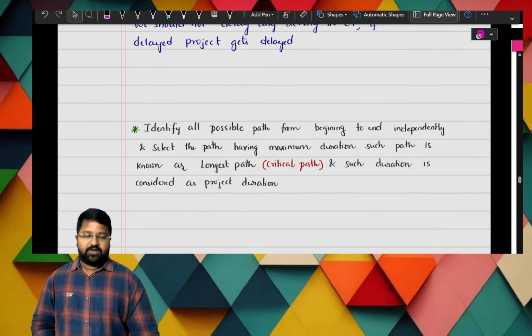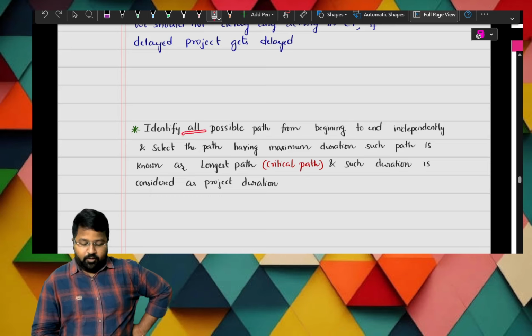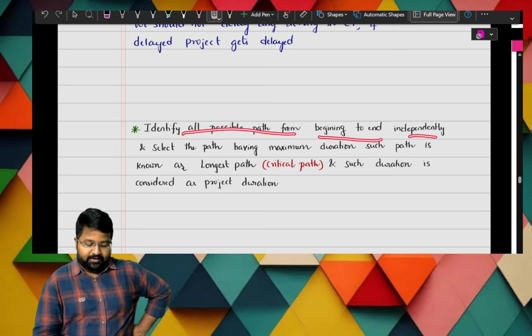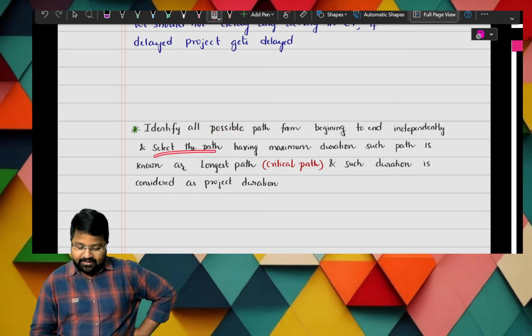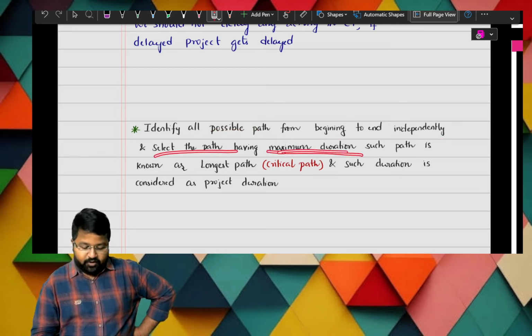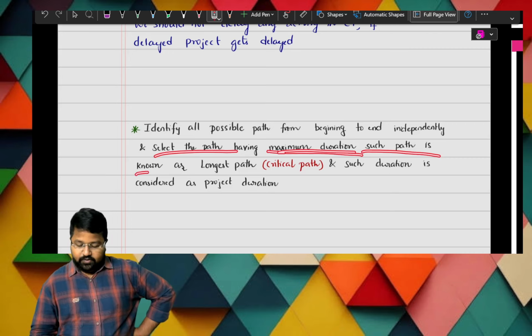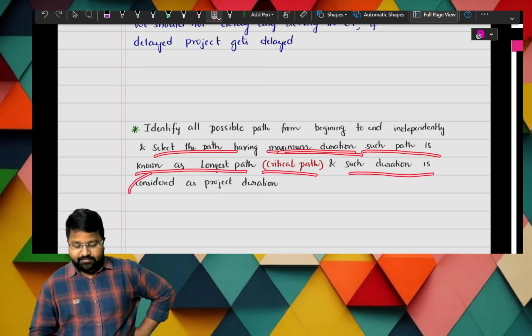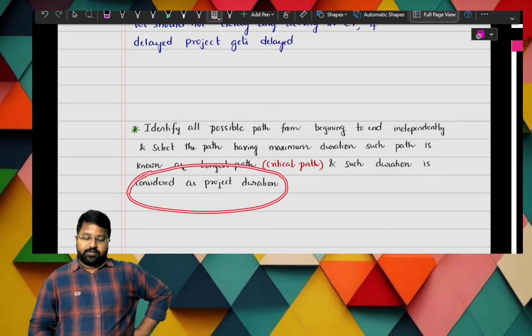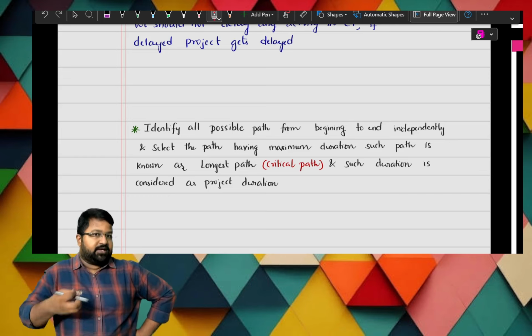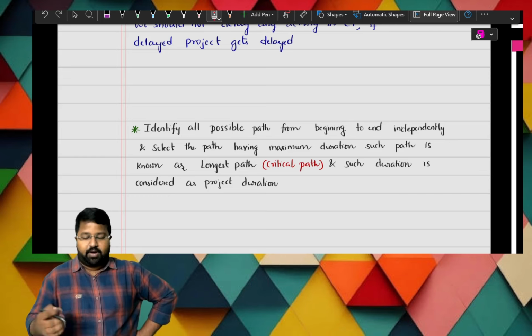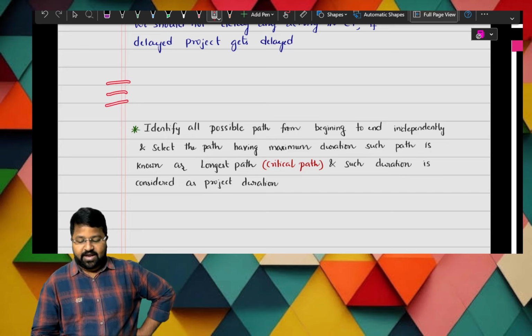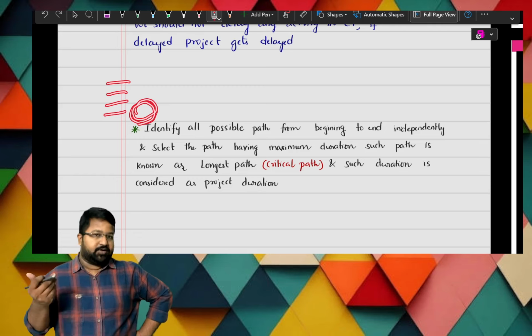Okay, so what is step 7? Identify all the possible paths from the beginning to end independently and select the path having maximum duration. Such path is known as longest path, critical path, and such duration is considered. Same thing what I have said, now reframed in the form of theory. So what are the paths we are having? Highest duration. That duration will be the project duration and also the critical path.